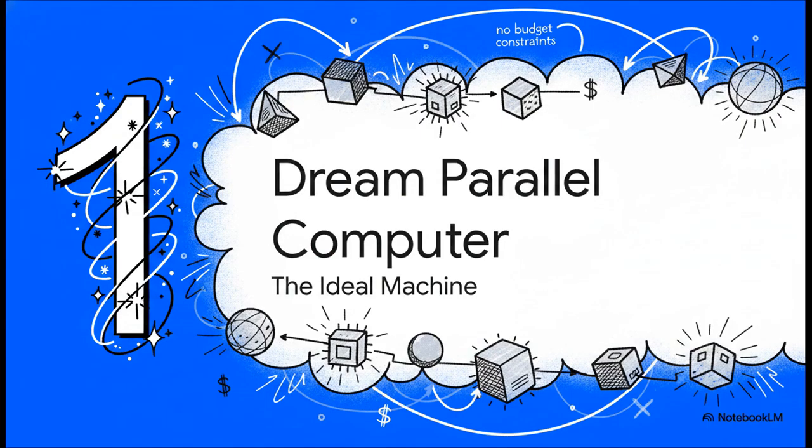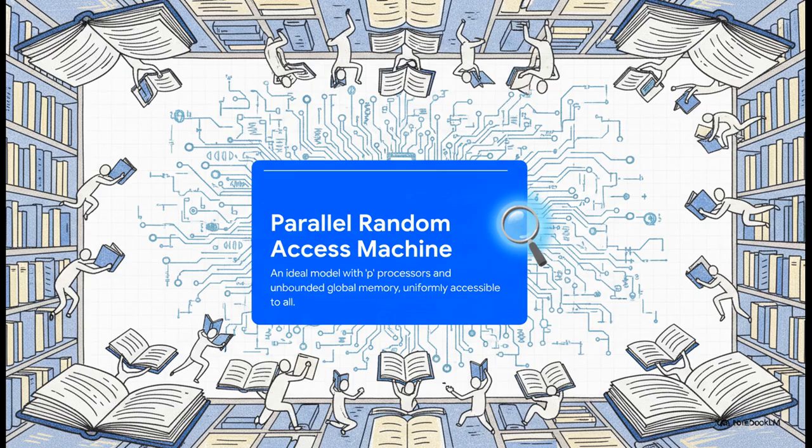All right, so let's just dream for a second. What would the absolute perfect parallel computer look like if we had no physical limits, no budget constraints, nothing holding us back? What would we build? Well, computer scientists have a name for this ideal machine, the Parallel Random Access Machine, or PRAM.